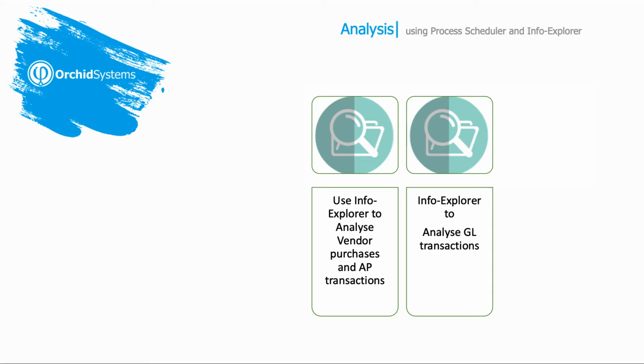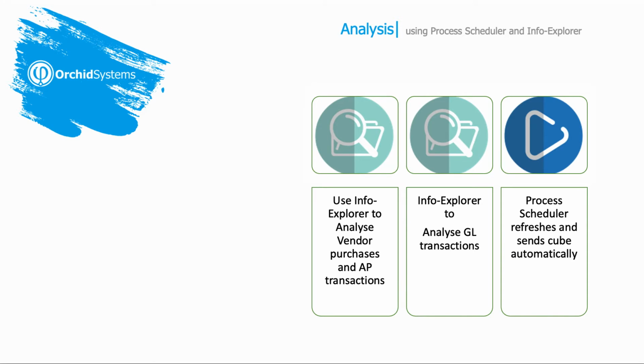You can change the dimensions in your analysis, such as the vendor group, the country code, the fiscal year or period. You can view the summarized information and drill down to more details, including the ability to drill through to the underlying Sage 300 screen, where you will then see the notes and documents that might have been attached to the transactions. In this example, we will show you how you can use cubes to analyze vendor purchases and GL transactions in a flexible manner. You can also use Process Scheduler to refresh and distribute the cubes automatically for an even greater automation.